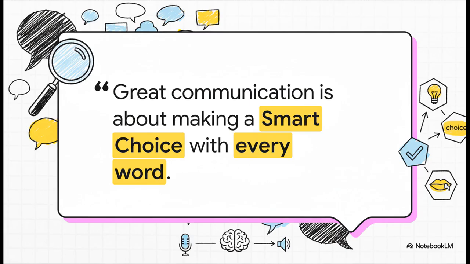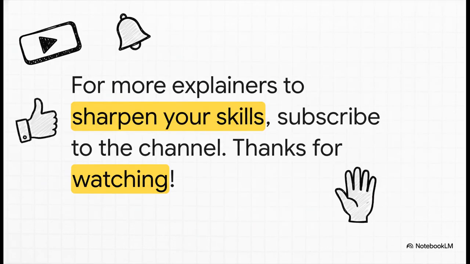And really, it all comes down to this. Knowing these little rules isn't just about being correct for the sake of it. It's about being clear, being precise, and being effective. Great communication really is about making a smart choice with every single word. And with that, the myself mystery is officially solved.